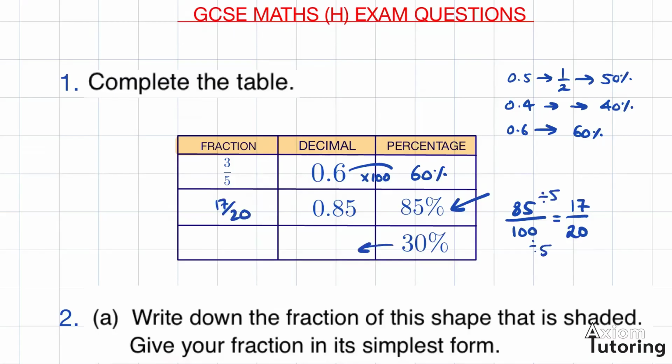30% we know is 0.3, and 30% means 30 out of 100. Divide top and bottom by 10, and we get 3/10.